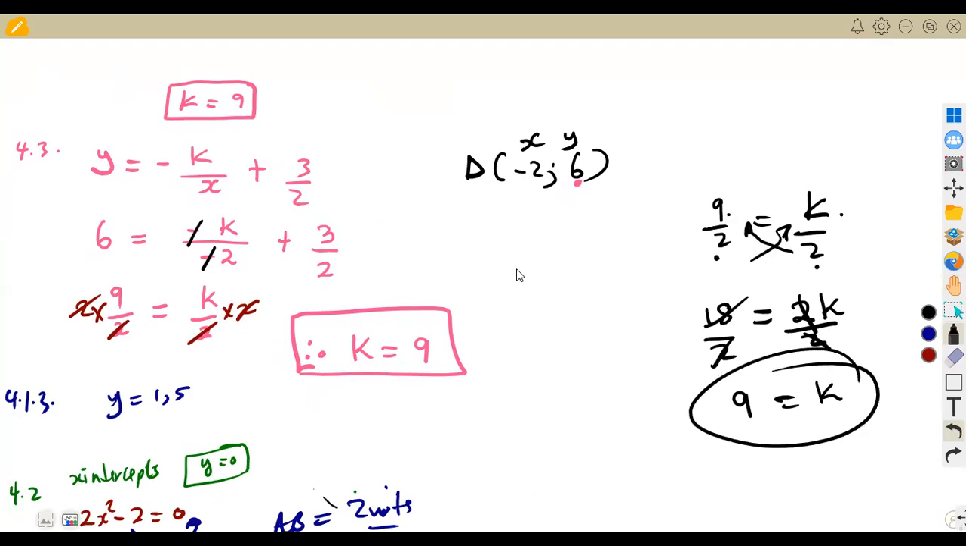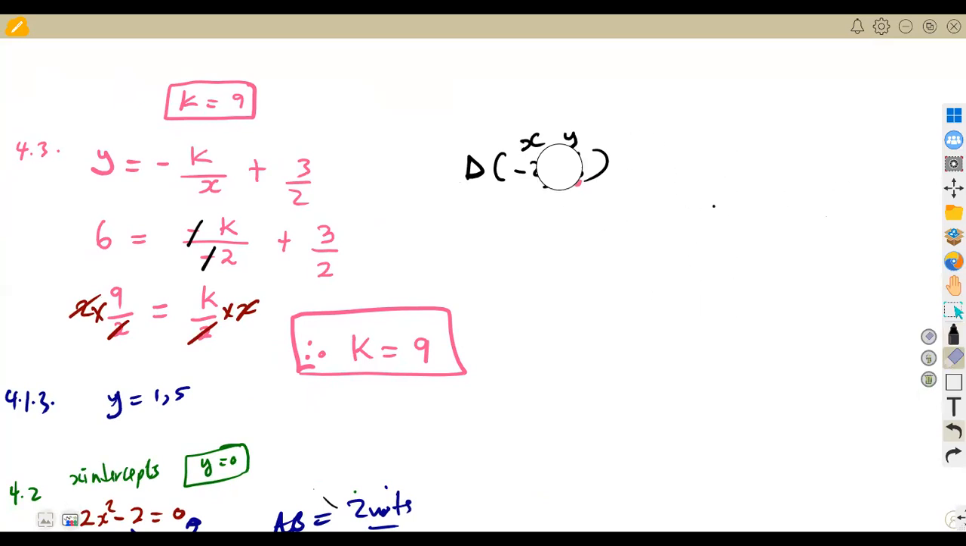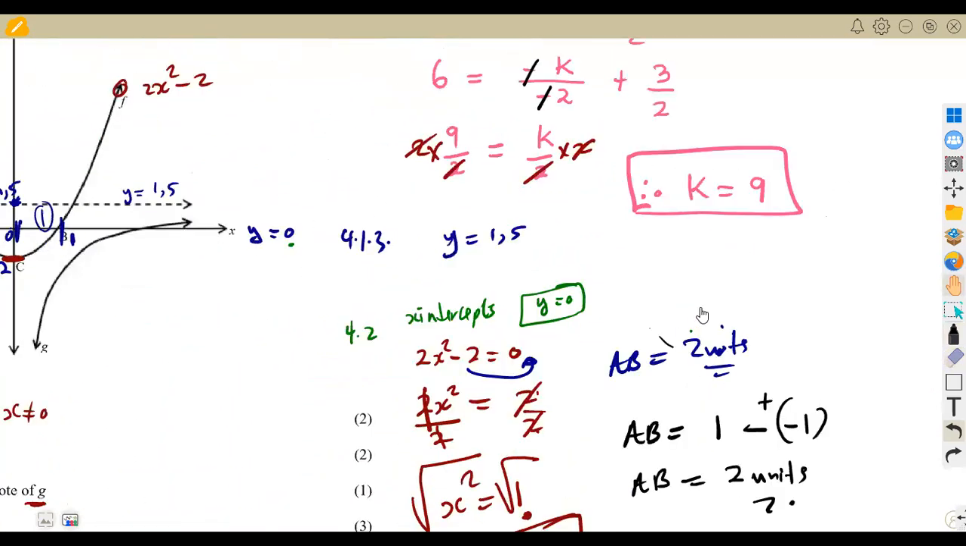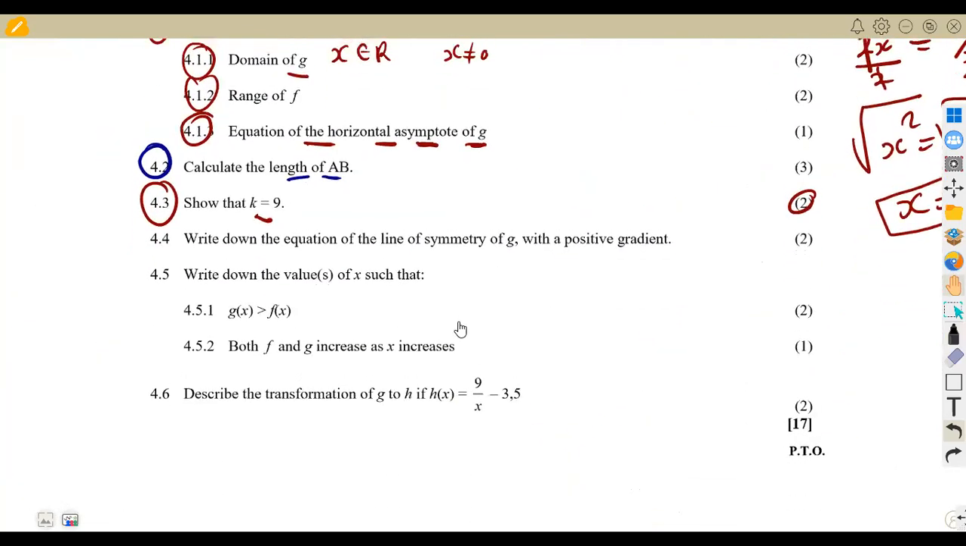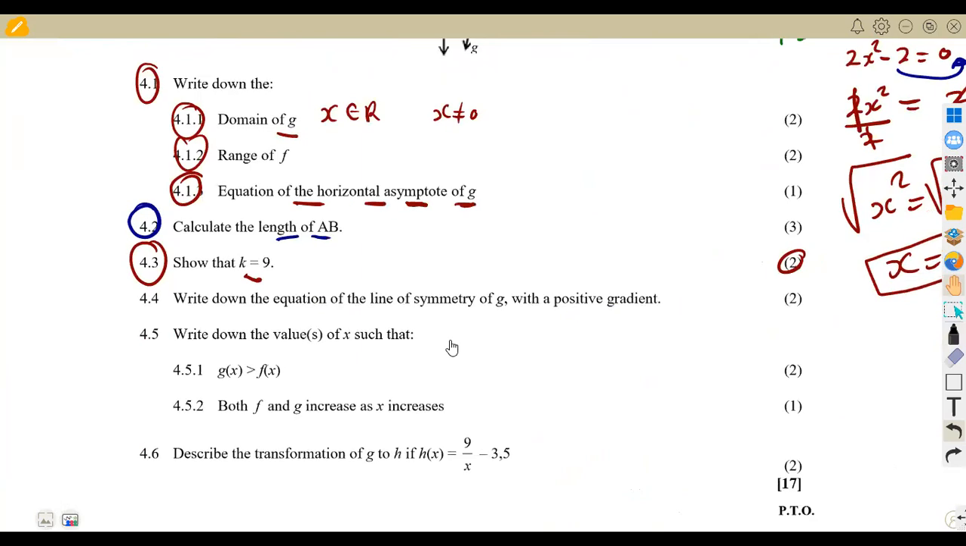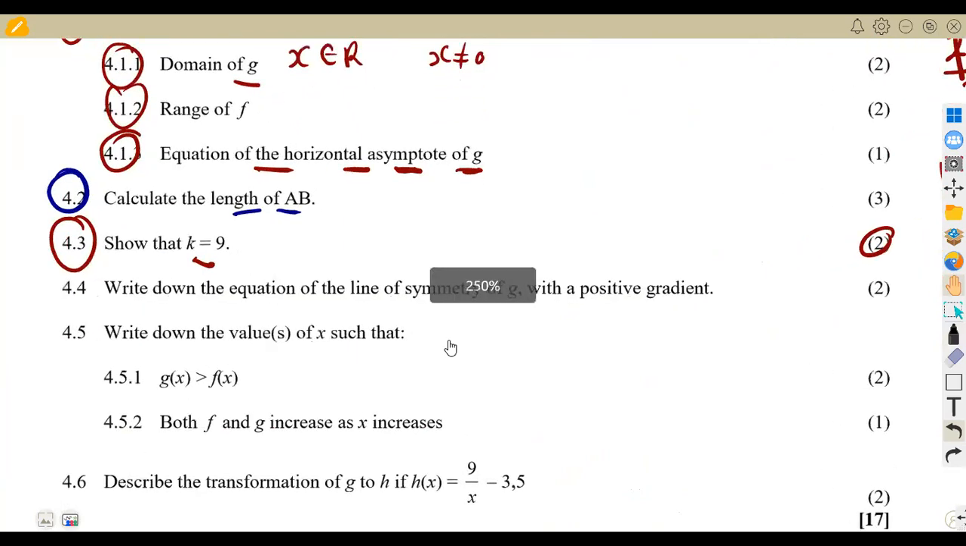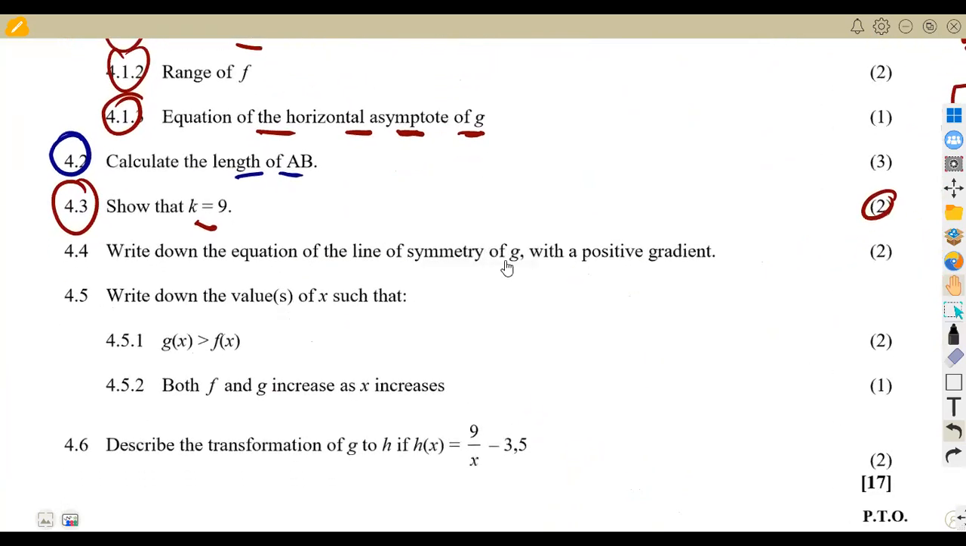So as you can see, we are going to have the same answer on this one. That was the value of k that satisfies this part. Right? So let us check what we have on the other part. What are they saying here? Write down the equation of the line of symmetry of G with a positive gradient.